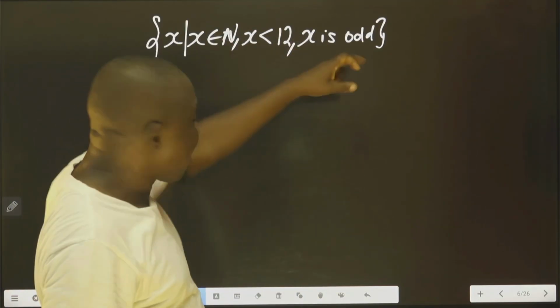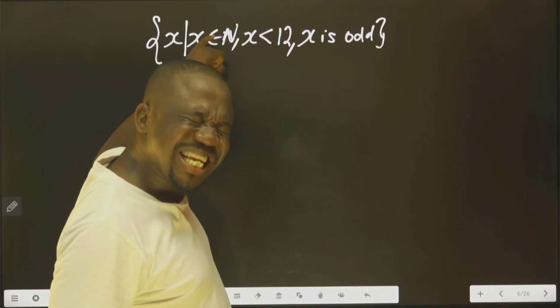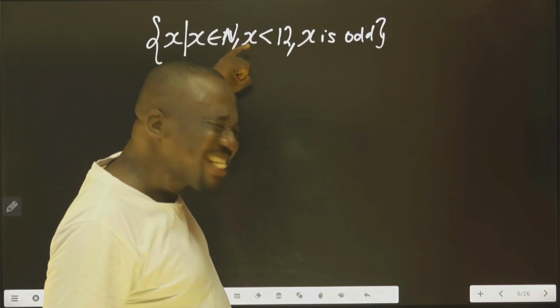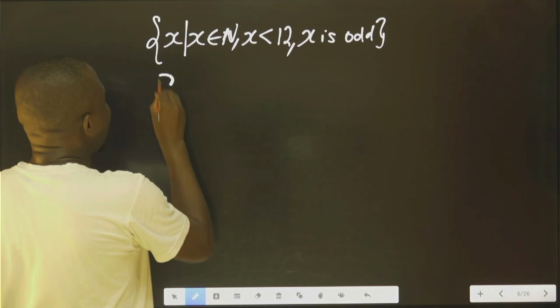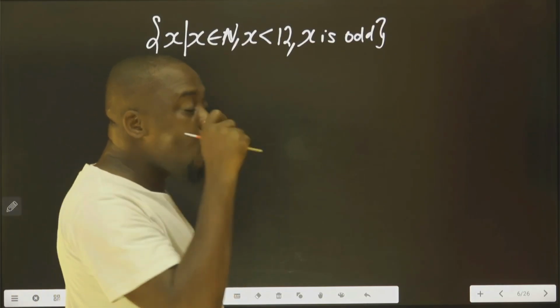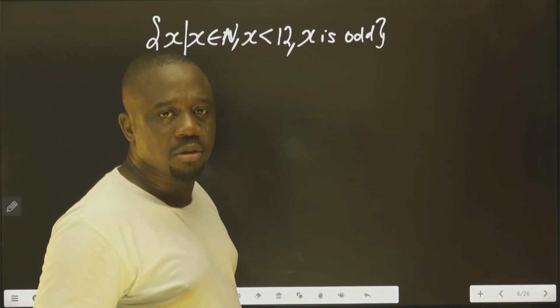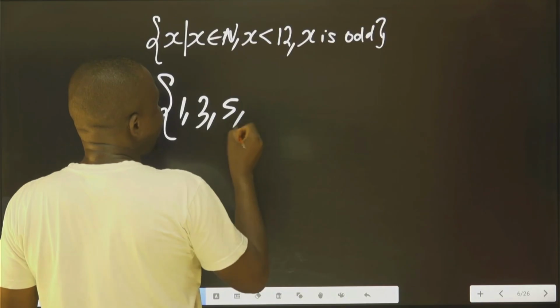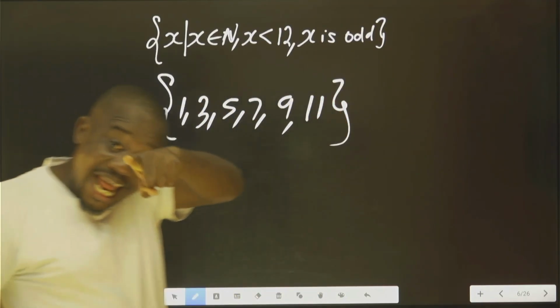As you can see here, S is the element. What is the element? The element is a natural number, okay? This element is less than 12. S is odd, okay? Now, we are going to look at all the odd numbers between 1 and 12. That is 1, 3, 5, 7, 9, 11. That is all. Let's see another one.